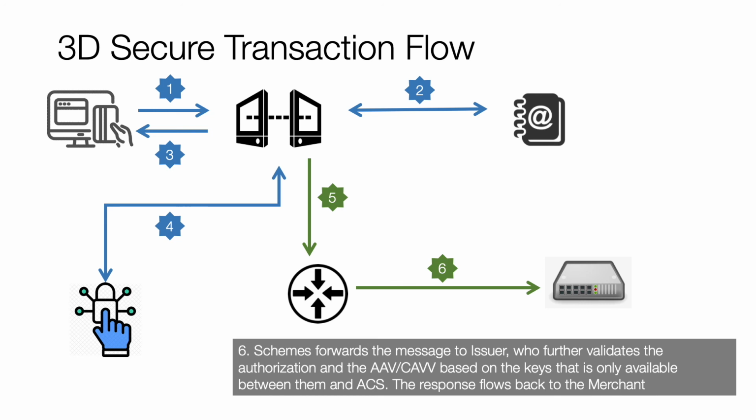So in a 3D Secure transaction flow, we came to know about new parties that are involved, namely the payment gateway, the merchant plugin and the merchant website. And most importantly, the directory server, which hosts the URL of all the issuer ACS systems, and the issuer ACS system itself.